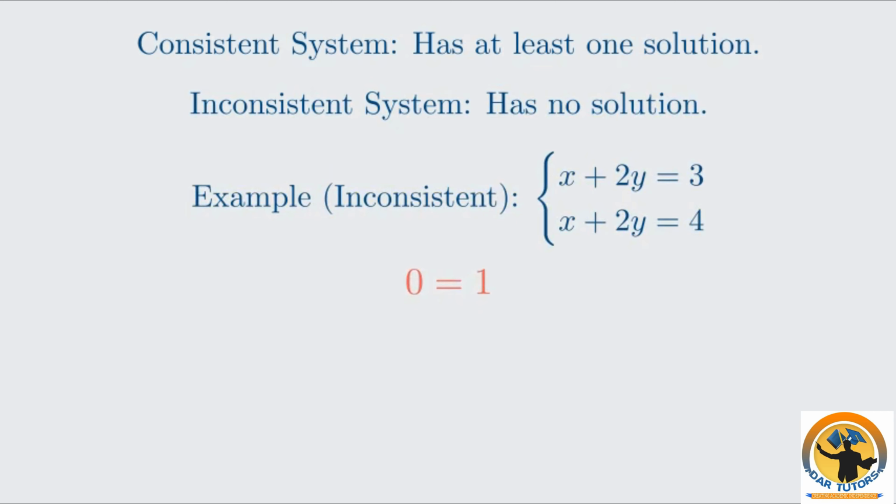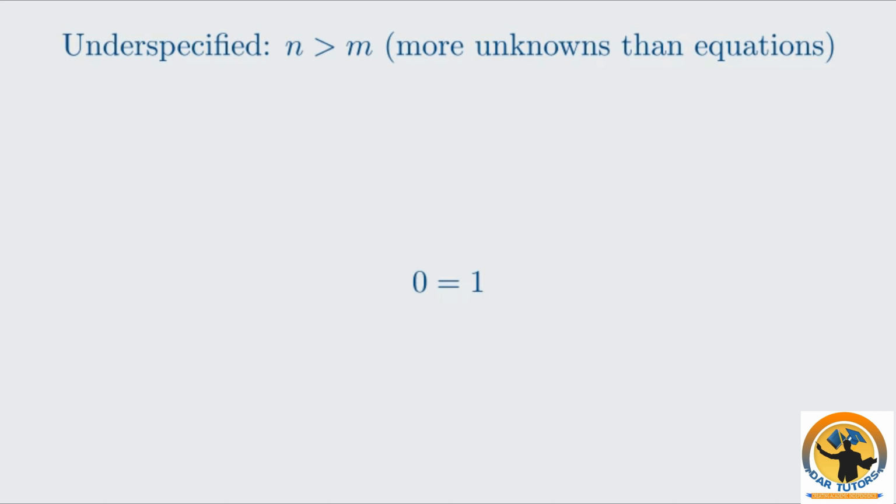We can also classify systems by comparing the number of equations, m, to the number of unknowns, n. A system is underspecified if it has more unknowns than equations. For example, 2 equations with 3 variables. If an underspecified system is consistent, it will always have infinitely many solutions.